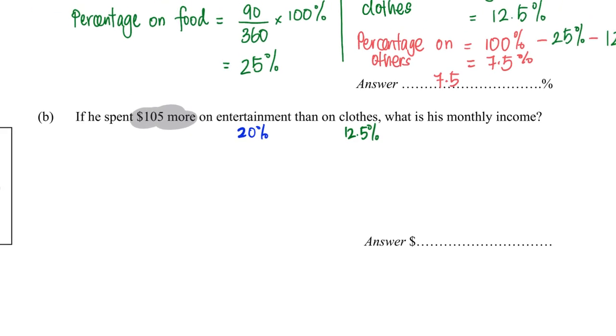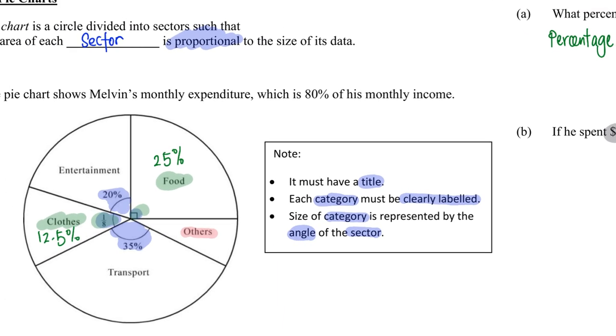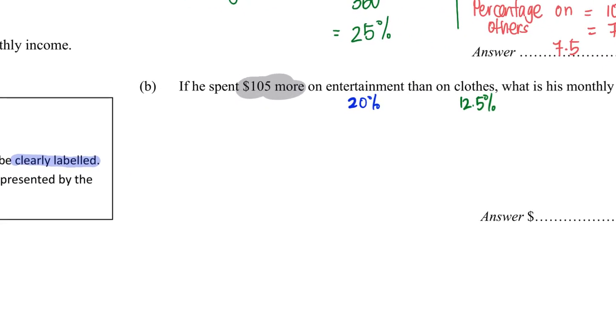Then what is his monthly income? Step 1, of course, I do need to find his monthly expenditure. How much he spent? I need to find this first, because this is 80% of his total monthly income. So there are two steps. Step 1 is for us to find his monthly expenditure. So I would have to know what percentage represents $105, and you will see me writing this down.